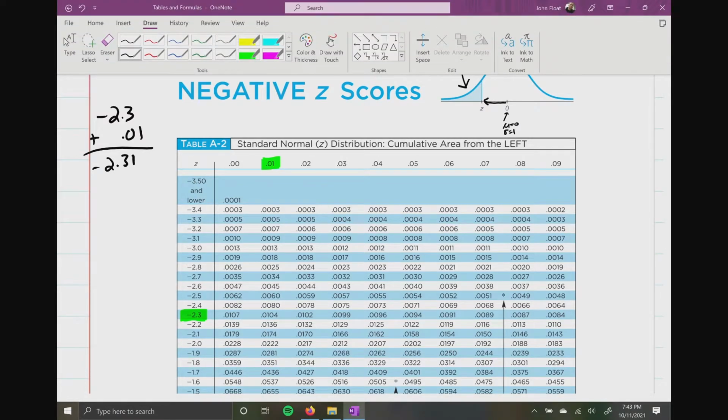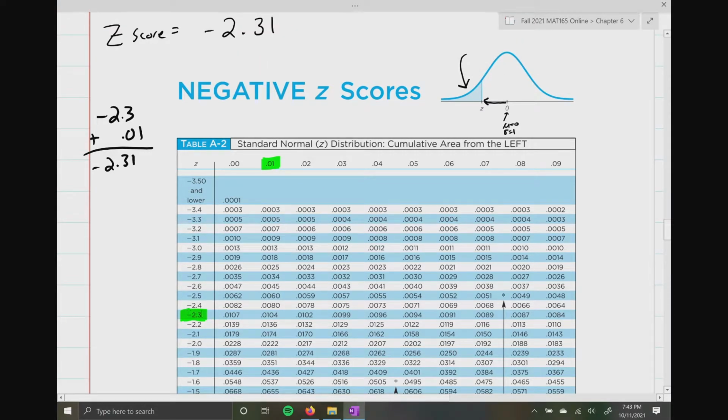All I have to do from here is drag my highlighter over and drag it down until I intersect. And the value at which I intersect is right there at 0.0104. So if I ask what is the area for a z-score of negative 2.31, you would say 0.0104. Okay, and that's how we use the z-score table.